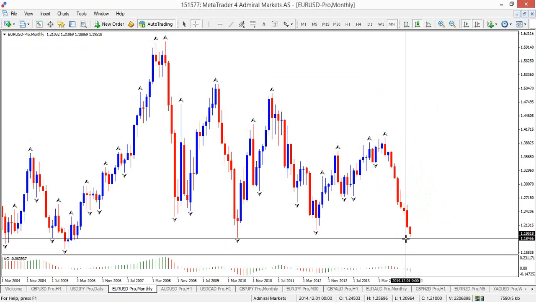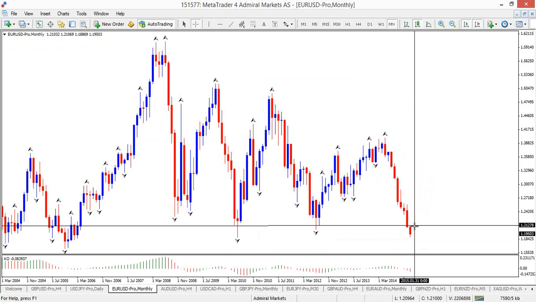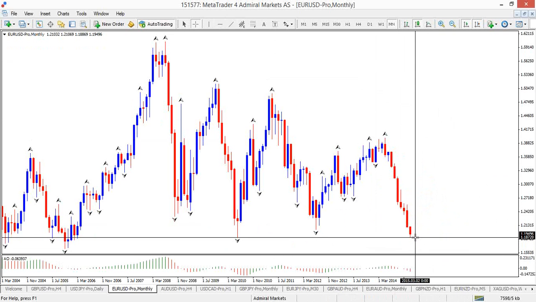As we can see, the January month has just started, and when looking at the month itself, we started off here at 121, and we already had more than a 200 pip fall throughout this month.